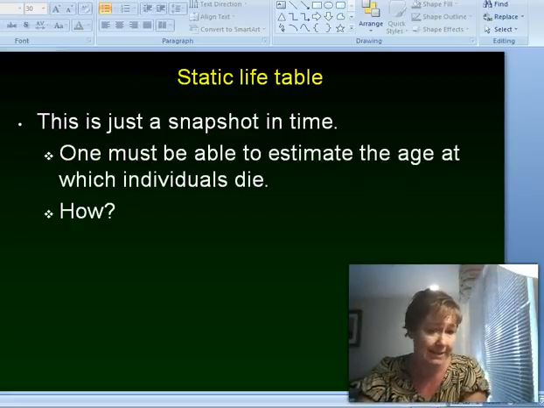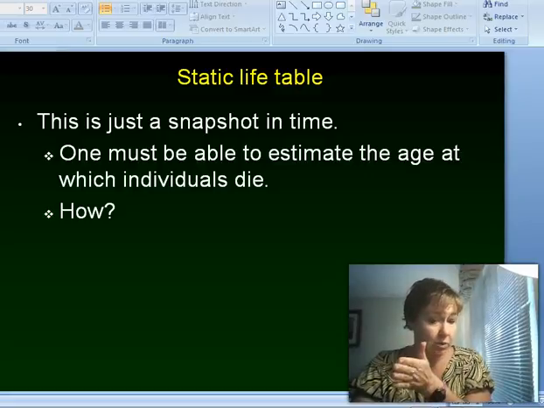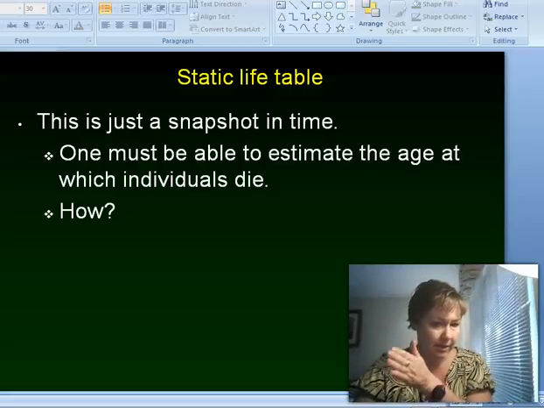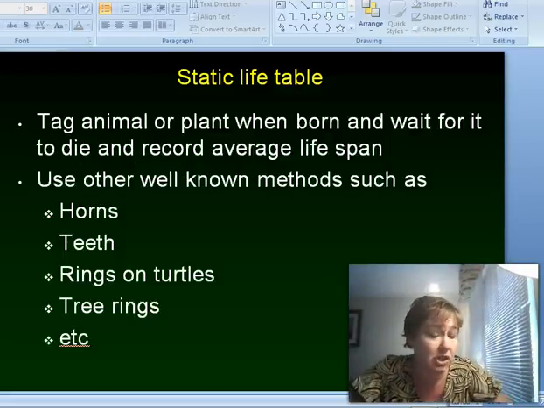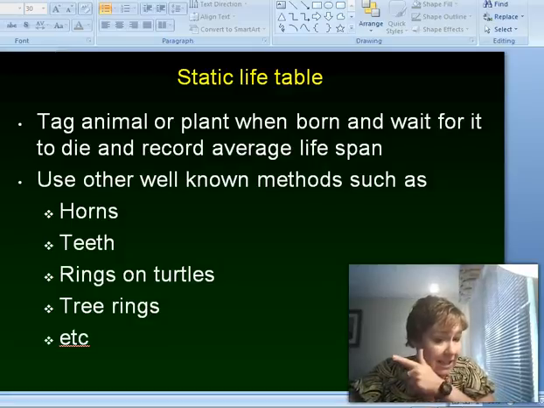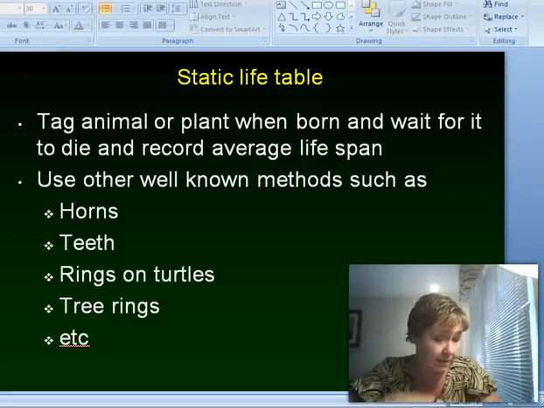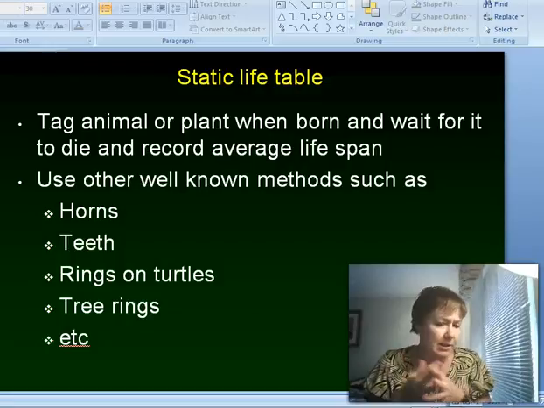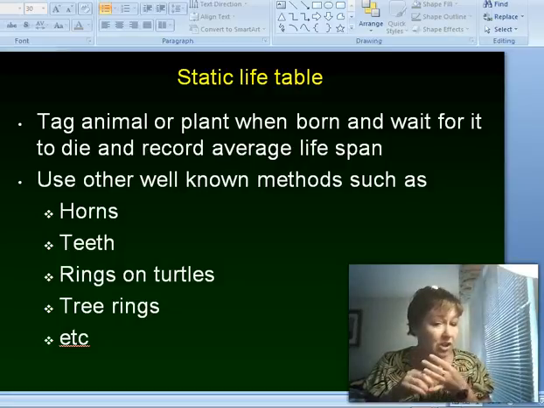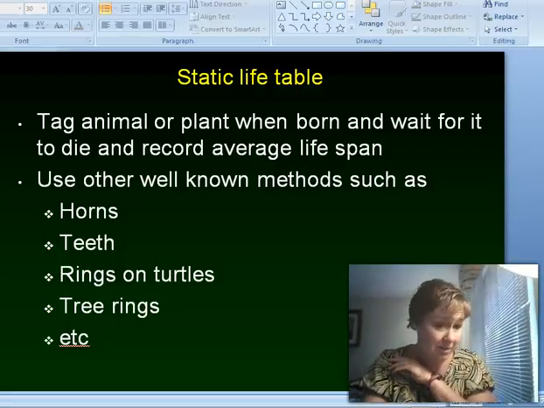This is just a snapshot in time. This is like how many squirrels died in 2016. I just took data from that. One must be able to estimate the age at which these things die if you don't know when they were born. One of the ways to do this: horns show age, teeth, rings on turtles, tree rings for trees. For plants, there are growth rings that we can look at. But most every animal has some way to distinguish its age. So teeth you can measure, rings on turtles, horns, you can look at skulls, you can do some kinds of DNA.